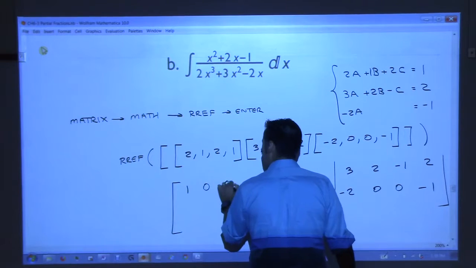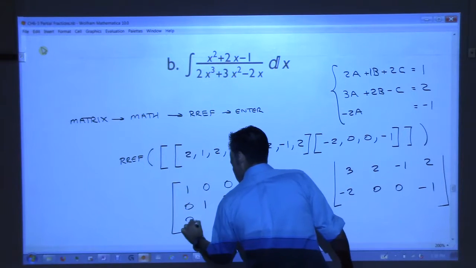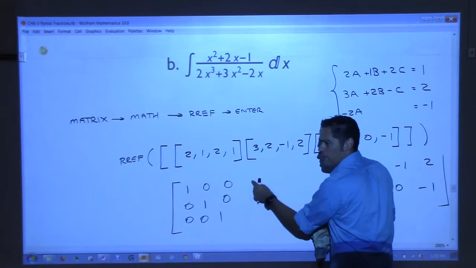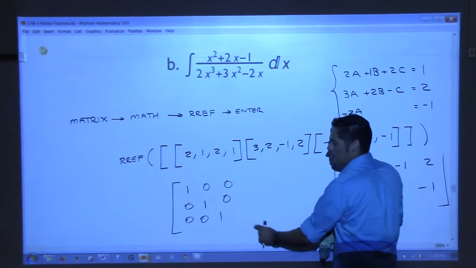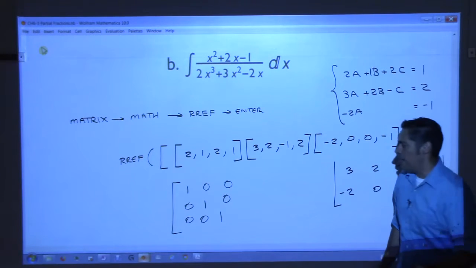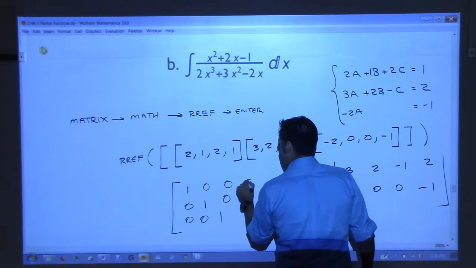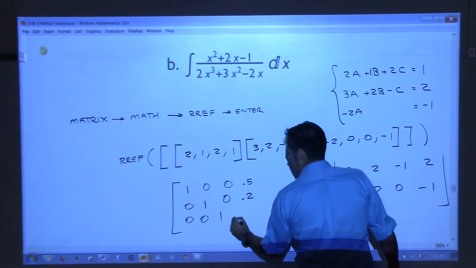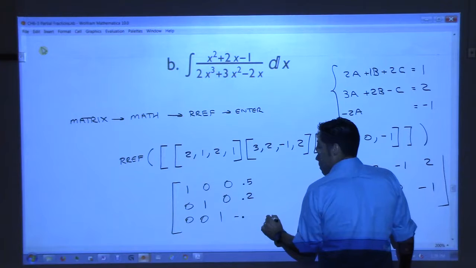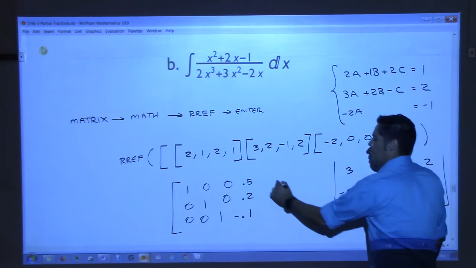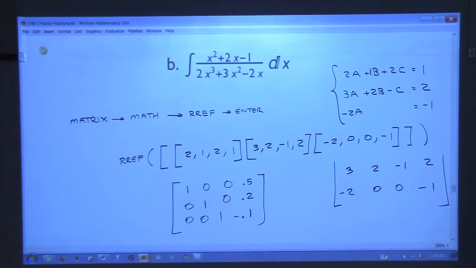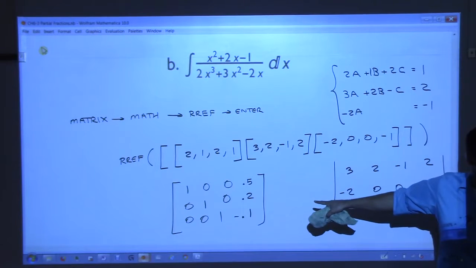1, 0, 0, 0, 1, 0, 0, 0, 1. You might have to scroll over to see this. And there should be 3 numbers here. What numbers do you have? Are they decimals? Okay, so 0.5, then 0.2, and negative 0.1. Okay? Understand? Any questions? Anyone have a problem getting that?